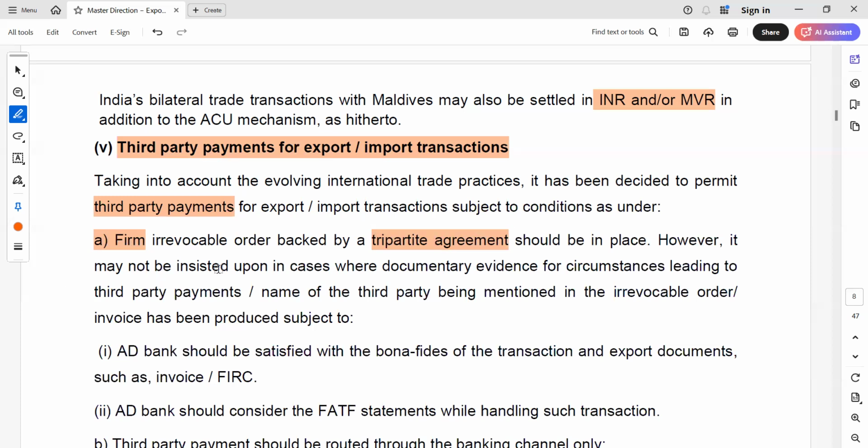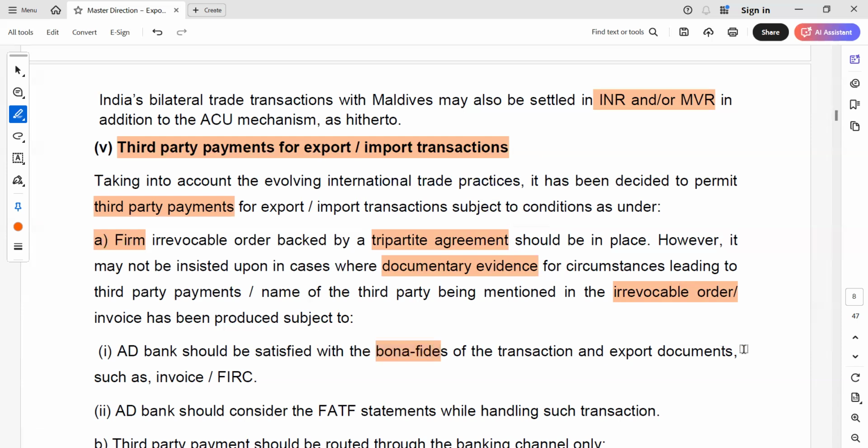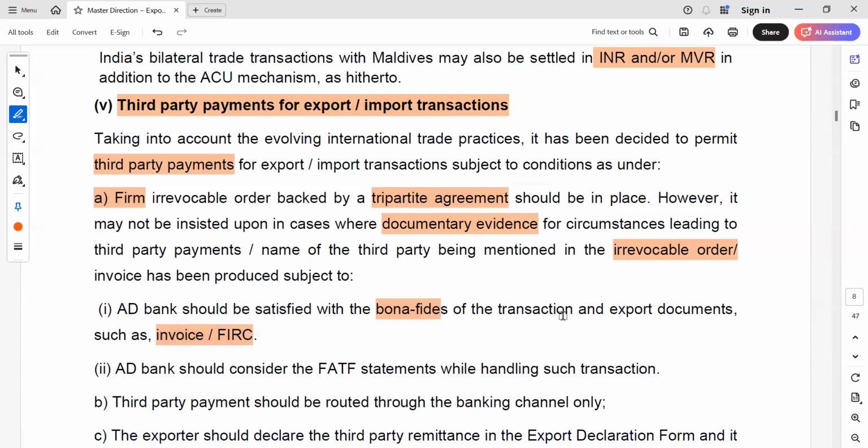However, it may not be insisted upon in case where documentary evidence for circumstances leading to third party payment or name of the third party being mentioned in the irrevocable order and invoicing has been produced. तो फ्रेंड्स अगर ऑर्डर में और इनवॉइस में उस थर्ड पार्टी का नेम है तो ये जो ट्राइपर्टाइट एग्रीमेंट जो है वो कंपल्सरी नहीं है. Okay, this you can remember. AD bank should be satisfied with the bona fides of the transaction and export documents such as invoice and FIRC. So जो भी बैंक है उसे satisfy होना है.